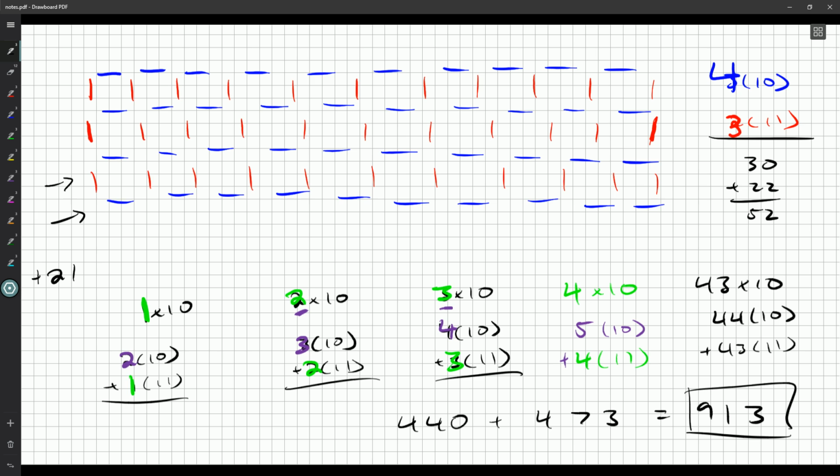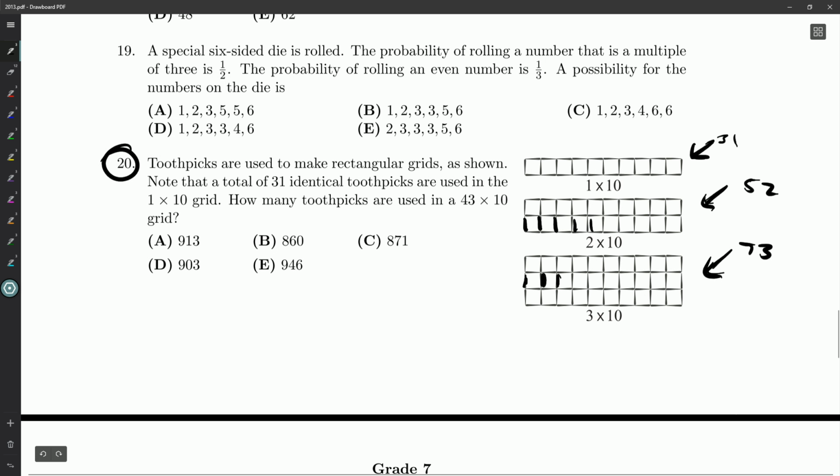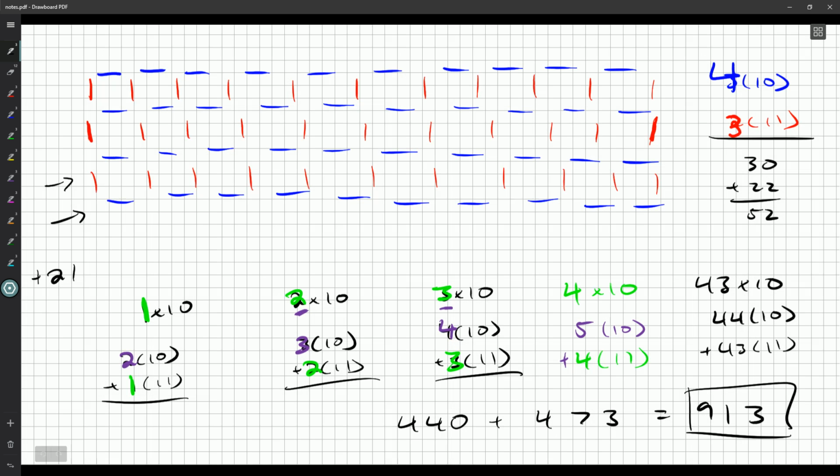And there it is. That should be our answer. 913, and there it is. It's answer A. It's waiting for us. We just bubble it in. A. And there we go. That's question 20. That finishes off part B.